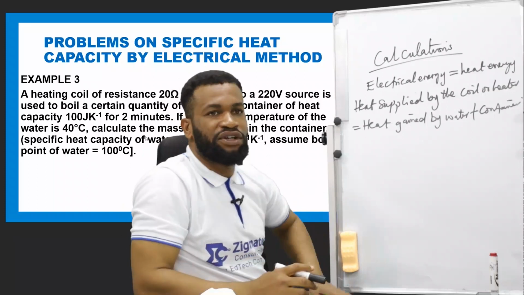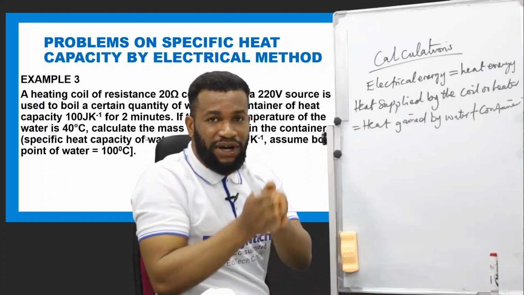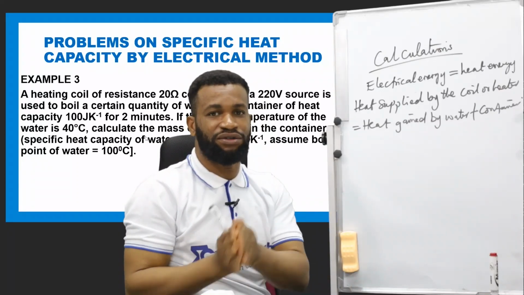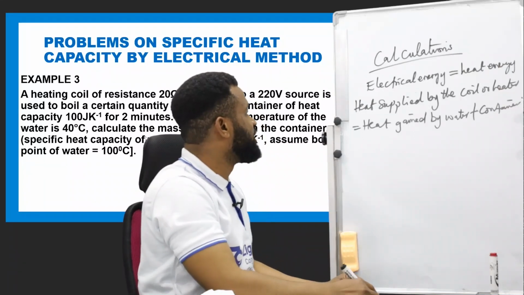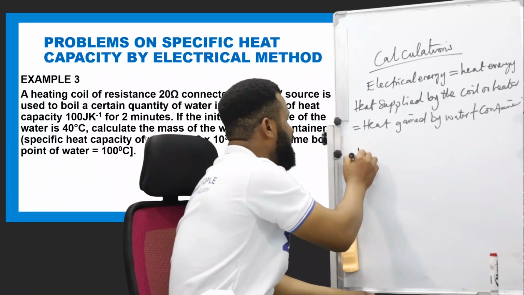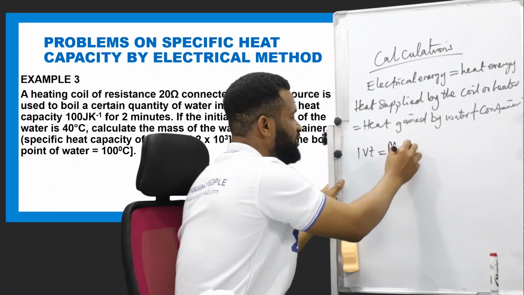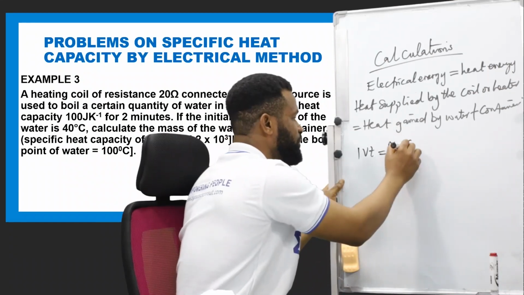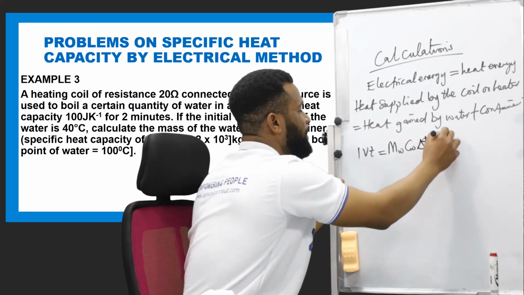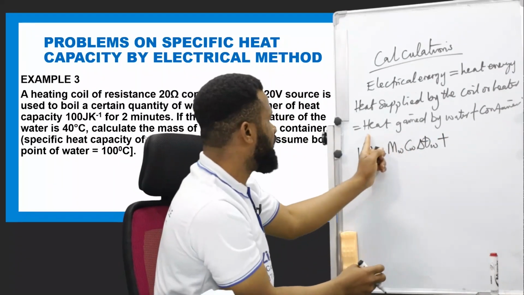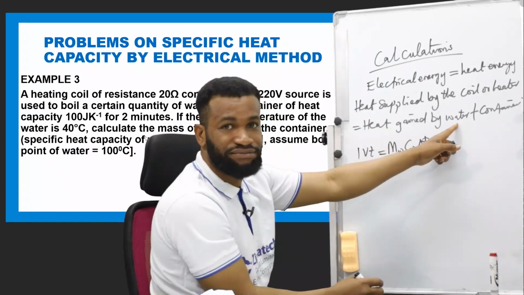So this is what happened. Because in this case, you have to accept that fact because the coil is now transferring energy into water and then the container. And the container is not negligible at this point. So let's get it started. So the first one is that IVT is equal to specific heat capacity of water, mass of water, times temperature change of water. What I have written is the quantity of heat for water. That is heat gained by water.